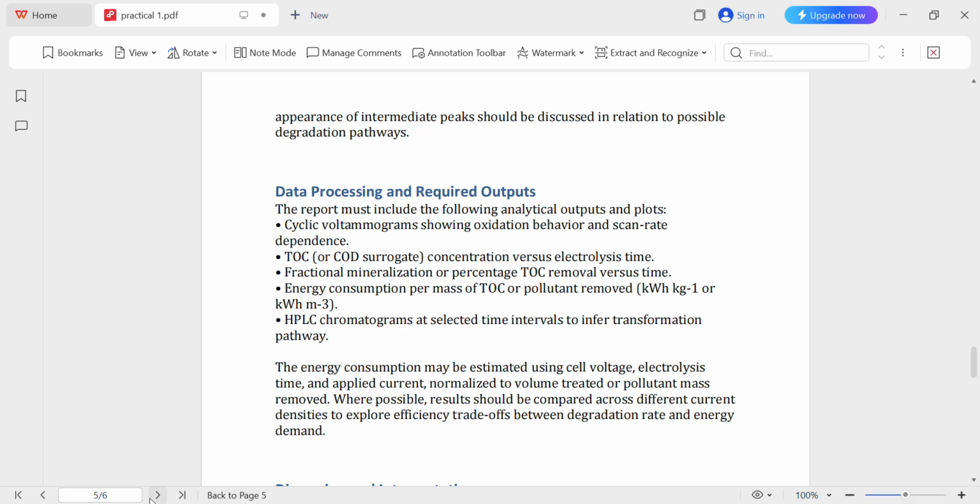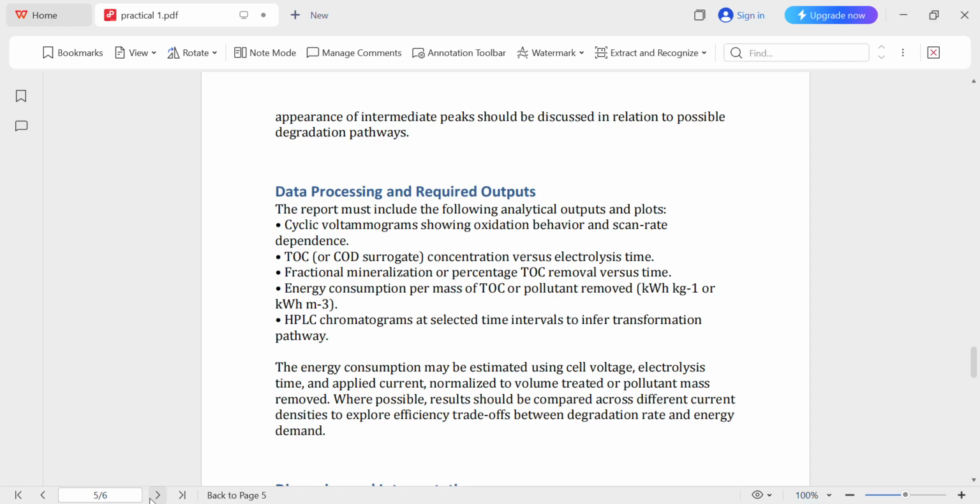Energy consumption per mass of the TOC and the pollutant removal means calculating how much electricity is used to remove a certain amount of the pollutant. This can be expressed in kilowatt hours per kilogram of the pollutants and kilowatt hours per cubic meter of the water.